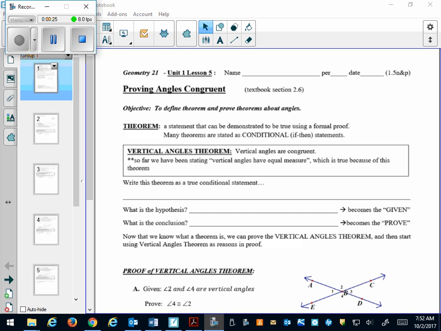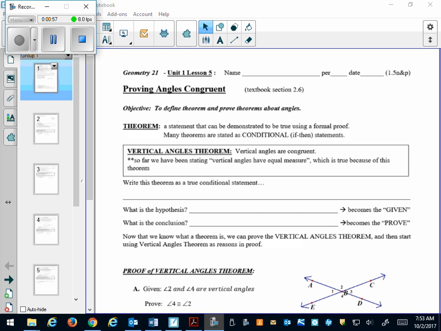Like the linear pair postulate, we just accept the fact that when two angles look like they do when they're a linear pair, they're always going to be supplementary. We don't have to prove it, we're just accepting that. That's a postulate. A theorem is something that you actually can prove. You can write a two-column proof or a flowchart proof. You can write a formal proof to prove that fact, and then it's a theorem.